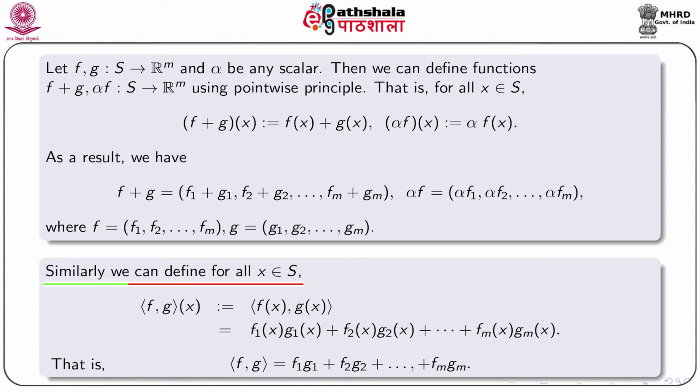In a similar fashion, we can define the inner product of two functions. Let f and g be two functions from S to Rm. So, f(x) and g(x) both are members in Rm. We define the inner product of f and g acting over some point x in S by the inner product of f(x) and g(x). So, in short, we can write the inner product of f and g equal to f1 g1 plus f2 g2 plus up to fm gm.